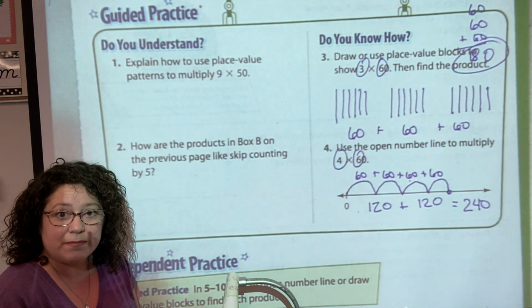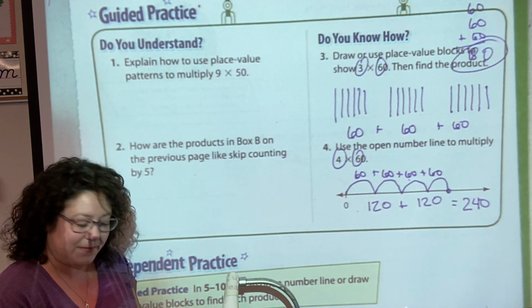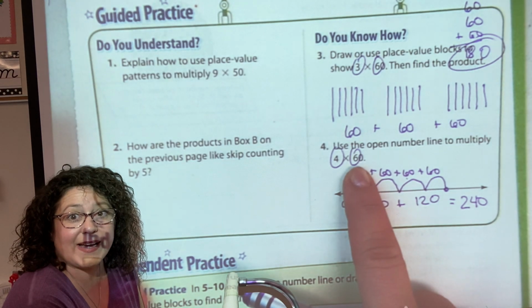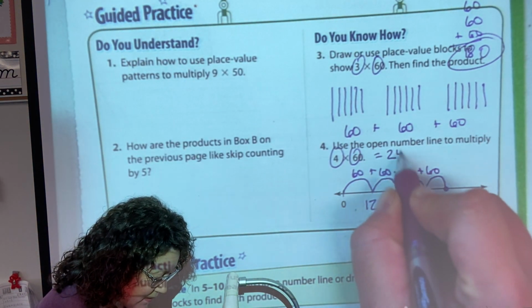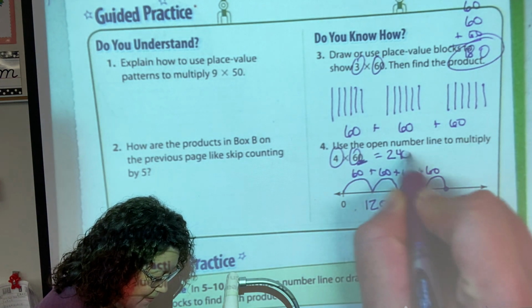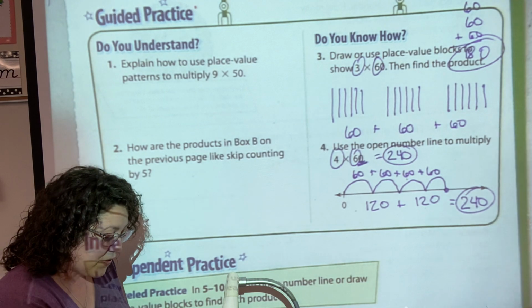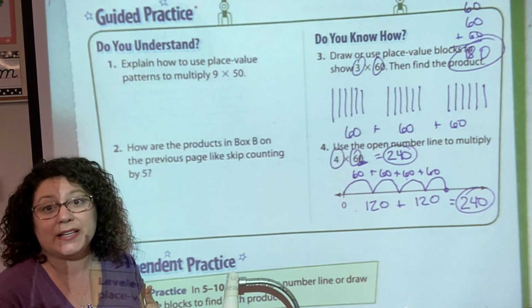4 times 6, add a 0. So my 4's trick is a double-double, remember? 6 doubled is 12, and 12 doubled is 24. Add my 0 from the 60, and I still get 240. So you have 3 different ways to multiply using patterns with a friendly number, a 0 number.